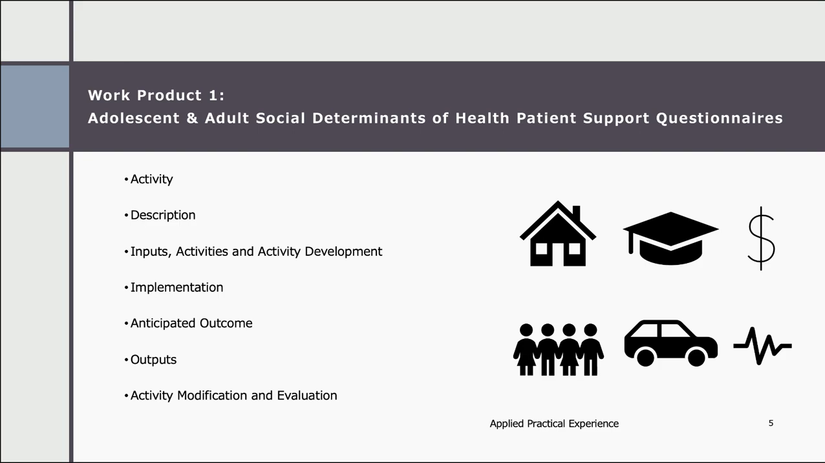The anticipated outcome is that Glacier Community Health Center will be able to meet its patients' needs more thoroughly, leading to better treatment outcomes. Creation of both the adult and adolescent social determinants of health patient support questionnaire and the implementation plan are the outputs. The questionnaires and the implementation plan were modified during the interprofessional meetings. The site director of operations will complete the evaluation of implementation post-implementation at Glacier Community Health Center.